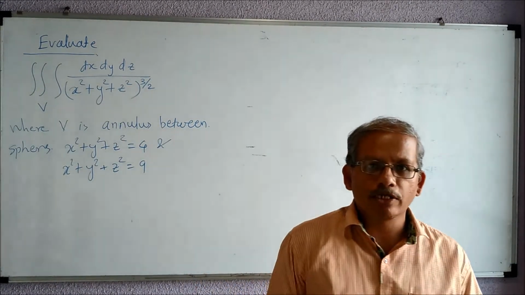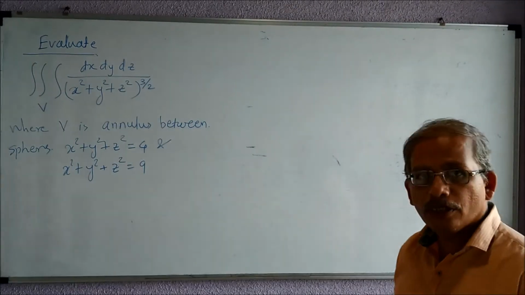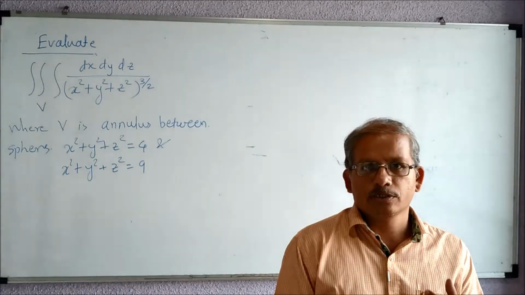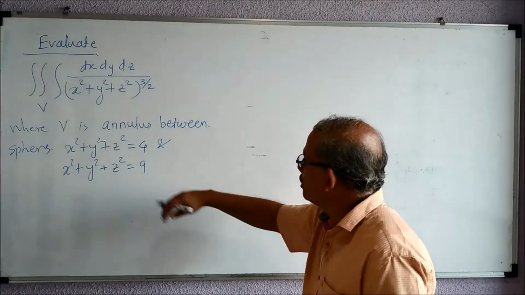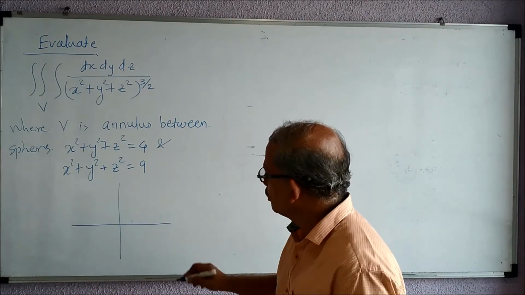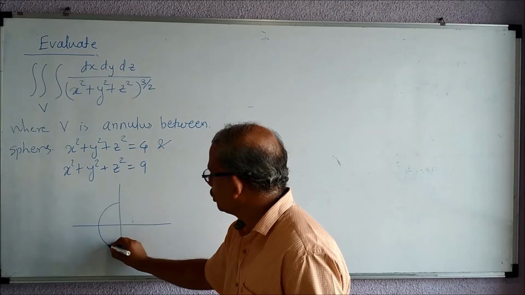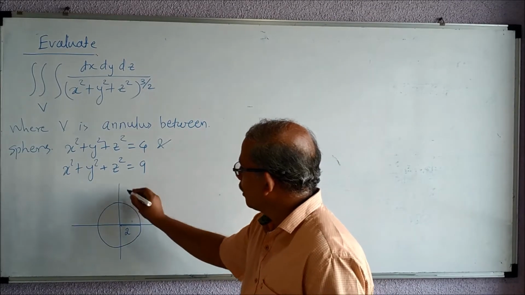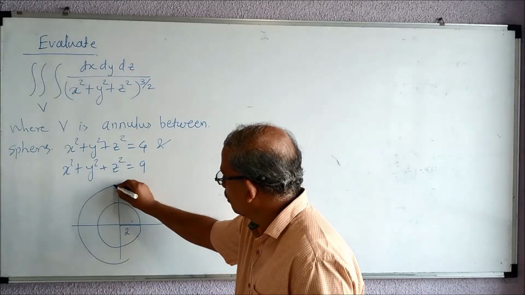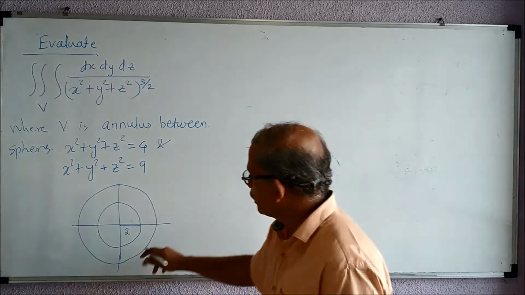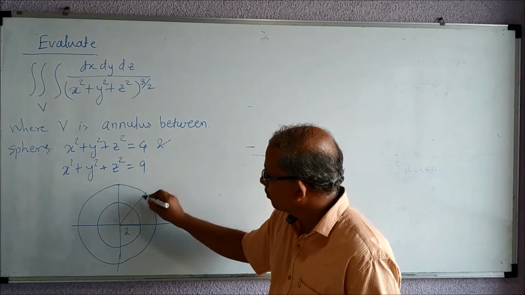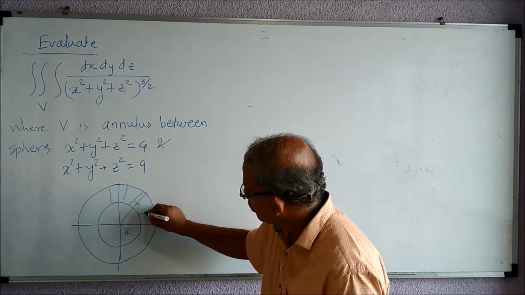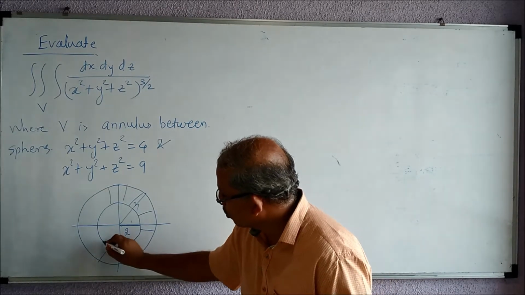Now one thing you should note here is that inside the integration there are even powers of x square, y square and z square involved. Another thing is that V is given in terms of full spheres, so it's like an annulus. Suppose I draw it here: this is a sphere centered at origin of radius 2. And another sphere is there, again centered at origin but of radius 3. The annulus is this region.